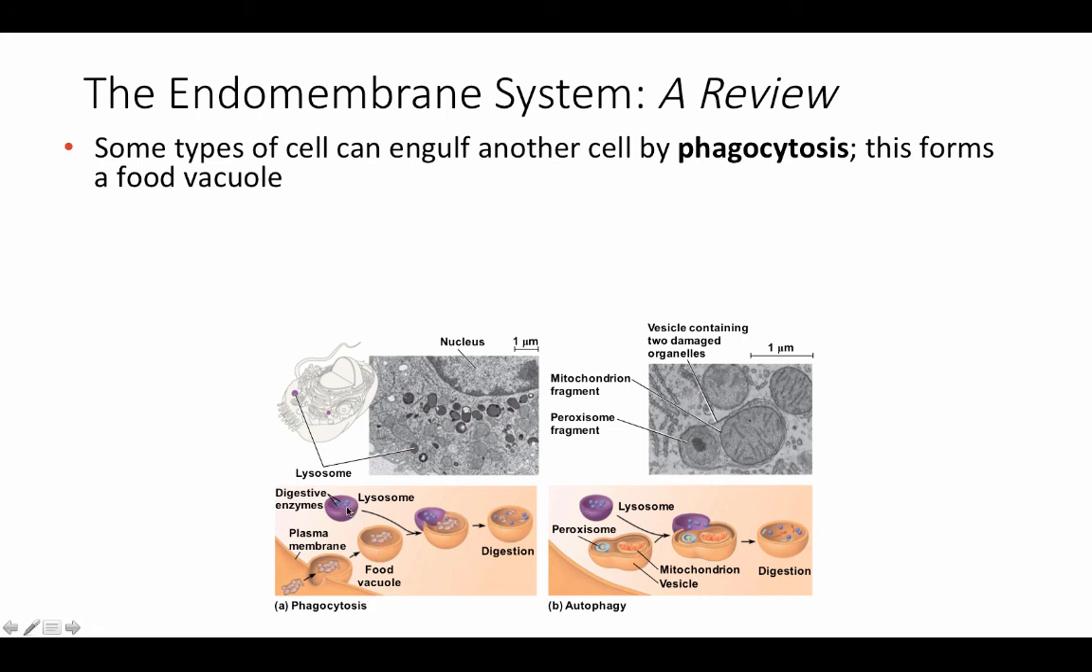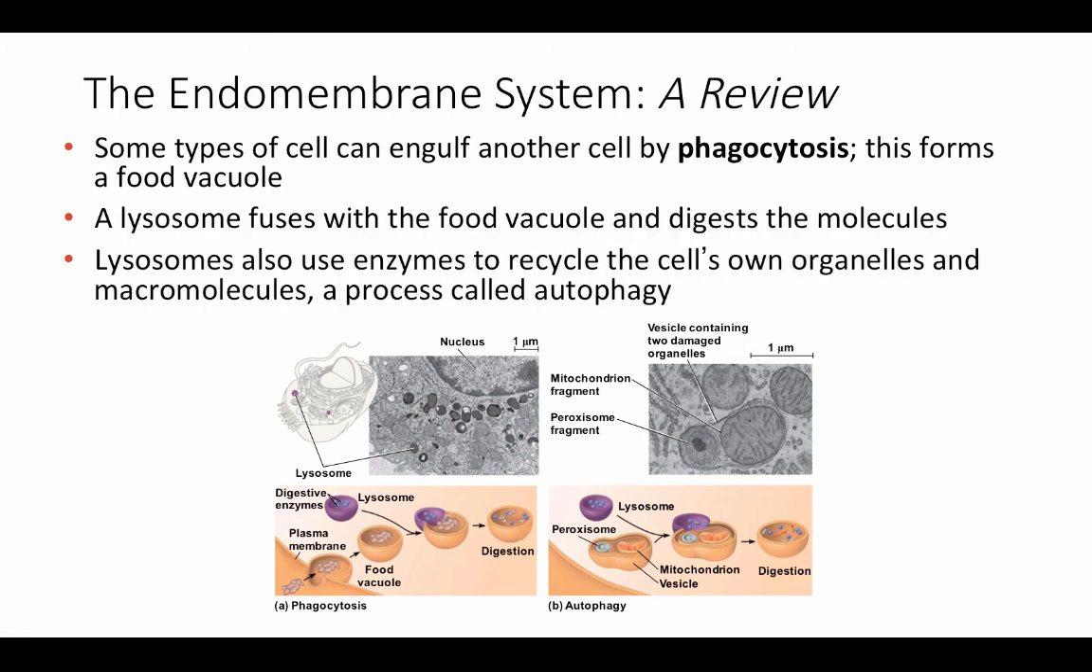This lysosome is then going to come and its membrane is going to fuse with the membrane of the food vacuole and join its contents together. So these digestive enzymes are going to combine with the food and break it down so that those monomers from the macromolecule can be used by the cell to build other macromolecules. But a lysosome can also use its enzymes to recycle damaged or old cell organelles.